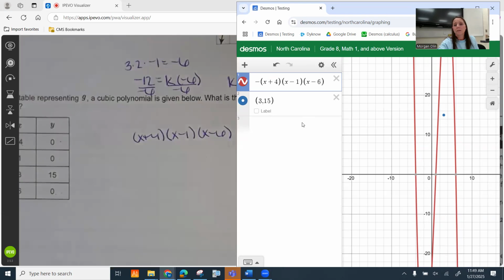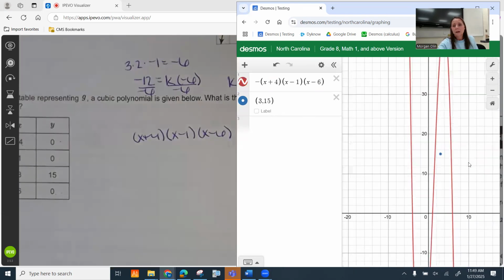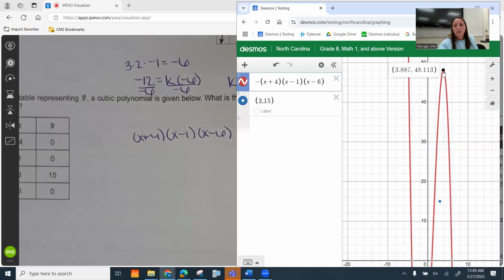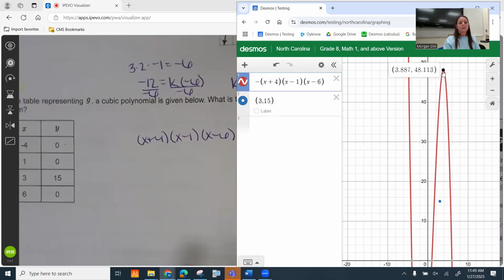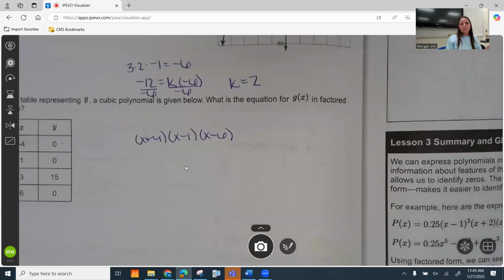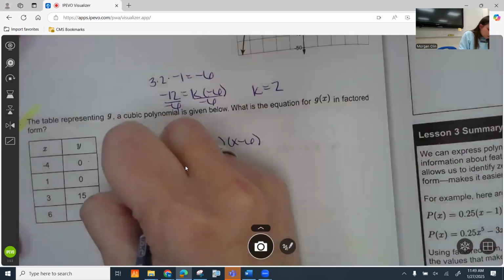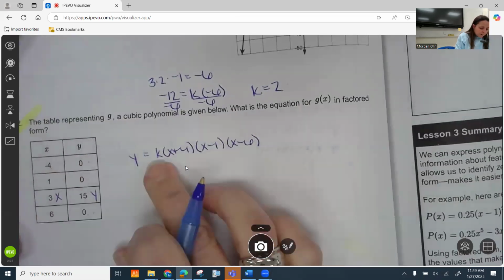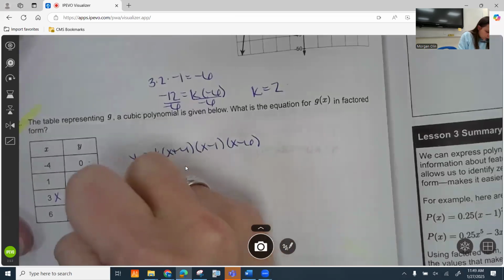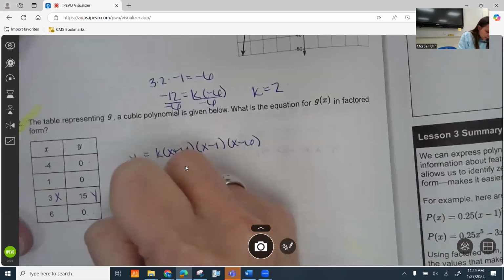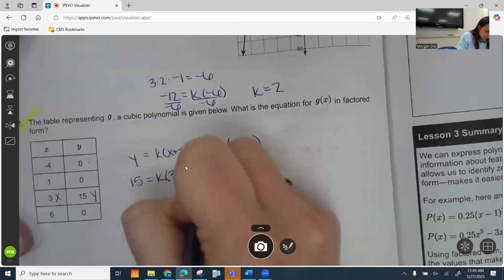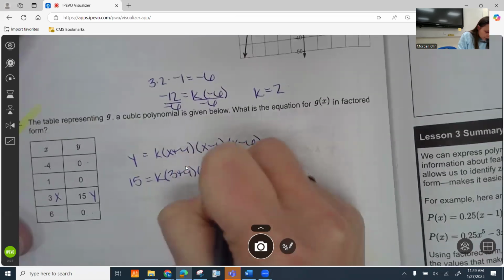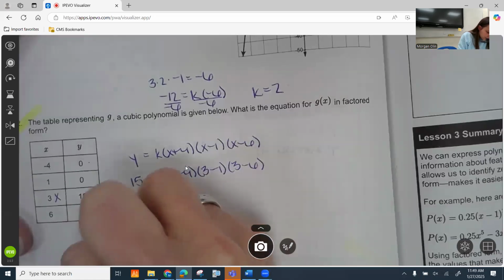Well, that did flip it, but wait a minute. Well, this is how we're going to do it. If you can't figure it out using Desmos, and sometimes you can't, what we're going to do is take k value equals y. Well, this is x and this is y. We can figure out that k value by plugging in 15 for y, and we're going to plug in 3 for x. We're going to do this by hand.